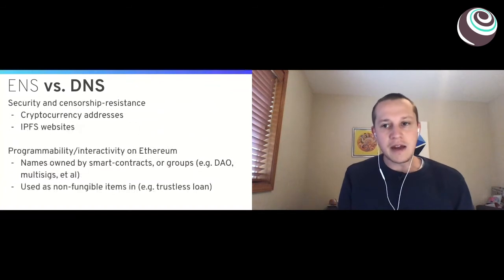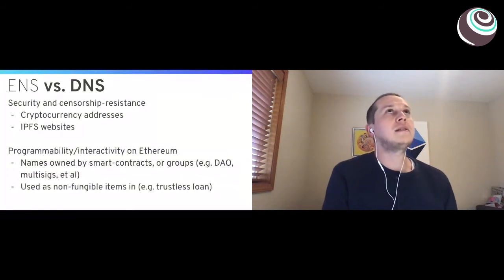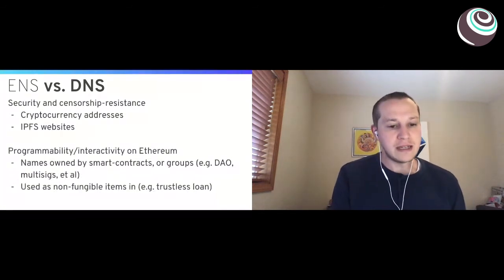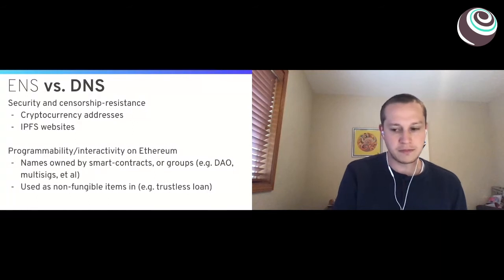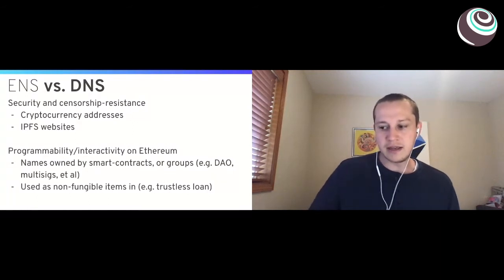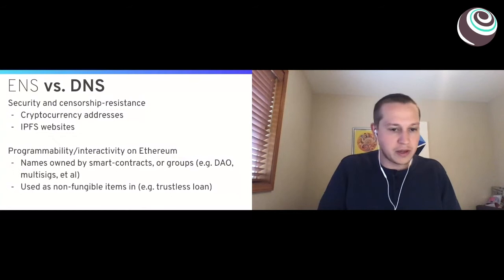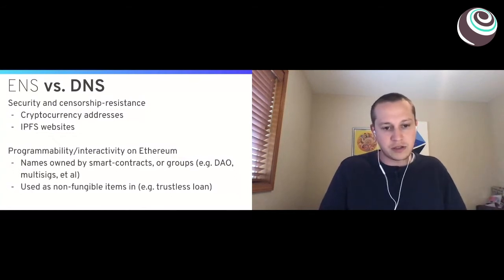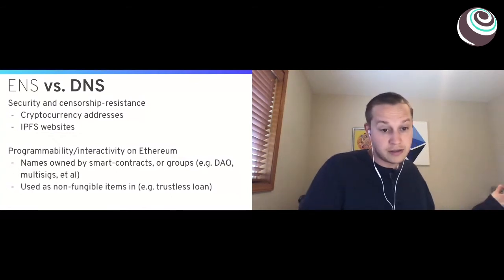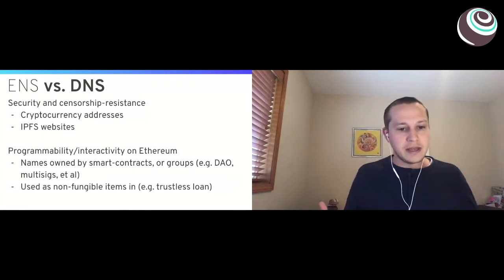I'll say this, we could just use DNS to store cryptocurrency addresses and use that for our naming for wallets and things like this. Like you could have Brantly.xyz and I could just create text records that store my Bitcoin address, Ethereum address, all these things, and wallets could just connect to DNS to do this. We could do this. But why do we think ENS is better?